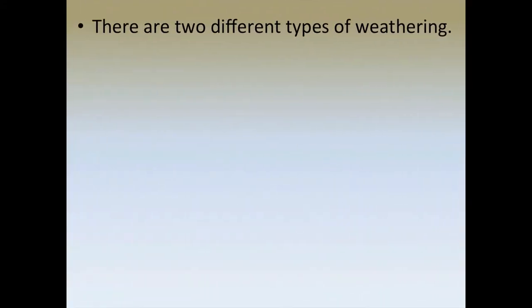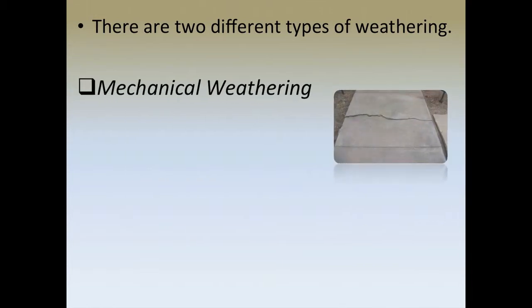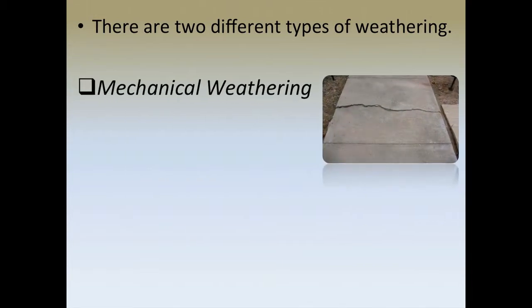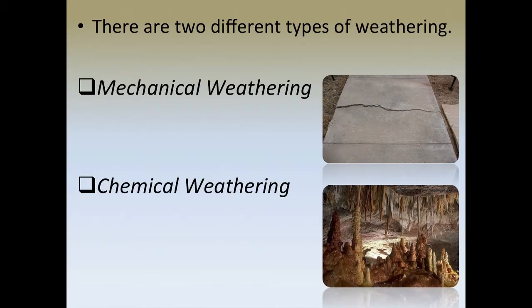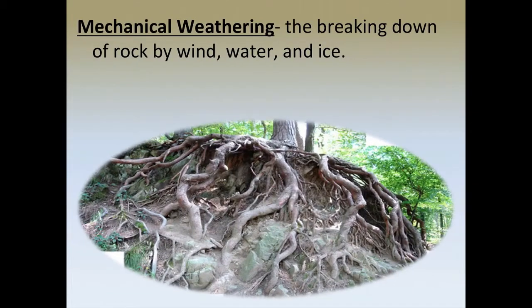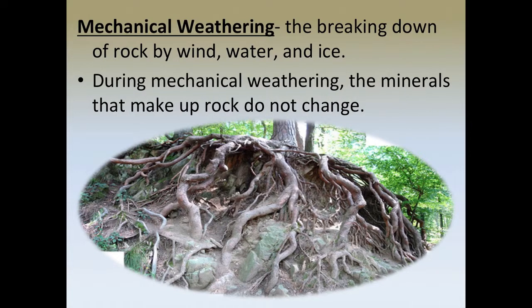Now, there are two different types of weathering. You have mechanical weathering, a fancy word for physical weathering, and chemical weathering. We're going to start with mechanical weathering: the breaking down of rock by wind, water, and ice. That's the technical definition that's in our book. However, the fact that rock is being broken down, and if it's done physically, that's mechanical weathering.